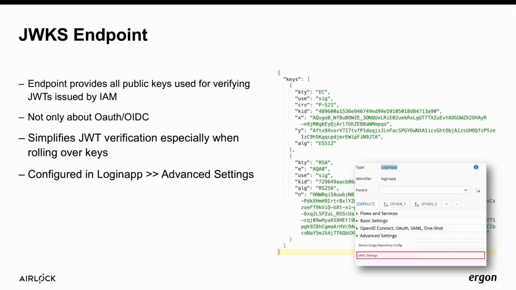The JWKS endpoint is new in Airlock IAM, and it's an endpoint that provides all public keys used for verifying JWTs issued by IAM. If I say all public keys, then it's not only about OpenID Connect and OAuth, it's also about JWTs issued, for example, in an identity propagator. This simplifies verifying the JWT signatures a lot, especially when you're rolling over keys. It can be configured in the login app in the advanced settings section.